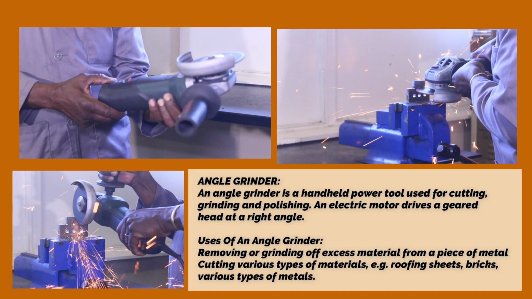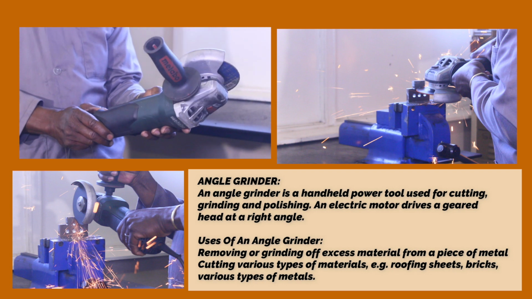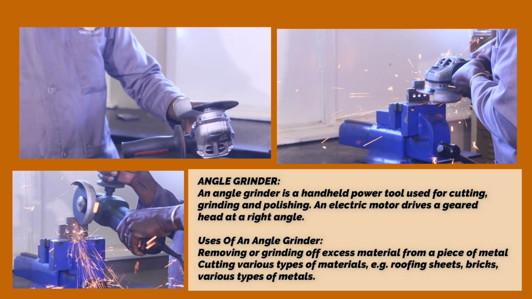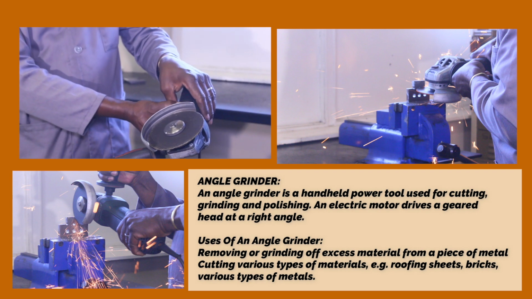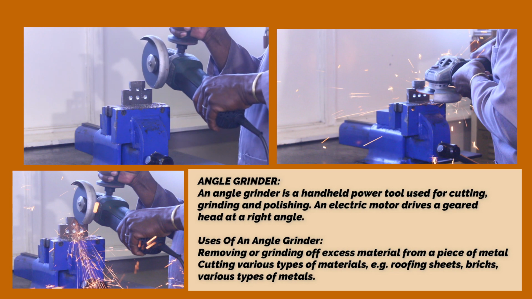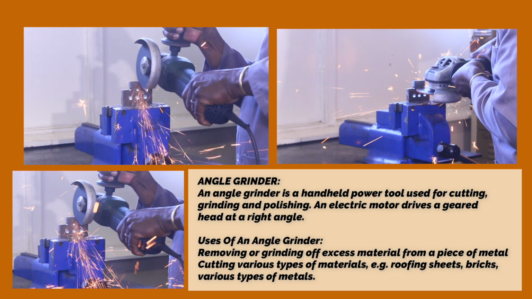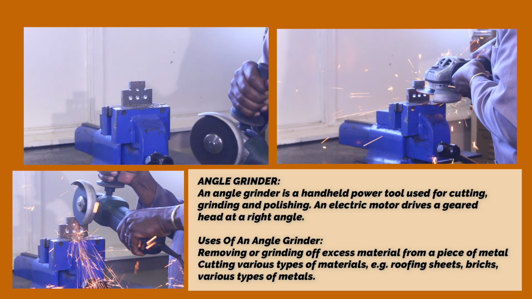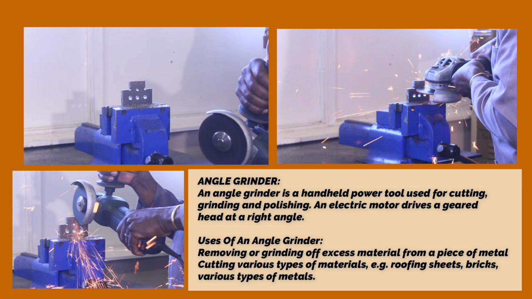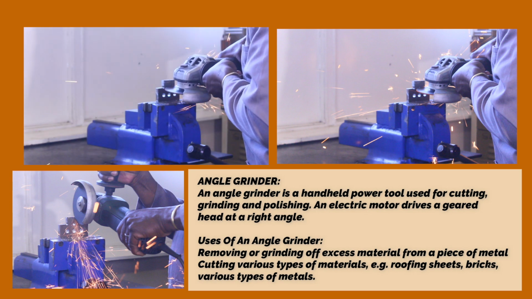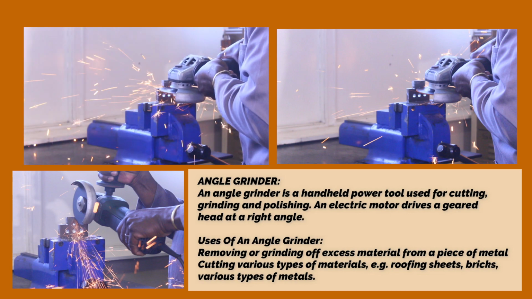Angle grinder. An angle grinder is a handheld power tool used for cutting, grinding, and polishing. An electric motor drives a geared head at the right angle. Uses of an angle grinder. 1. Removing or grinding off excess material from a piece of metal. 2. Cutting various types of materials, for example, roofing sheets, bricks, various types of metals.